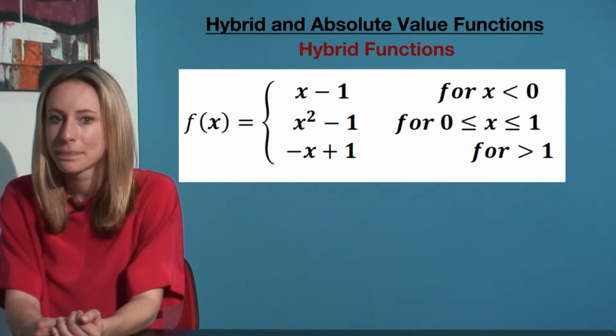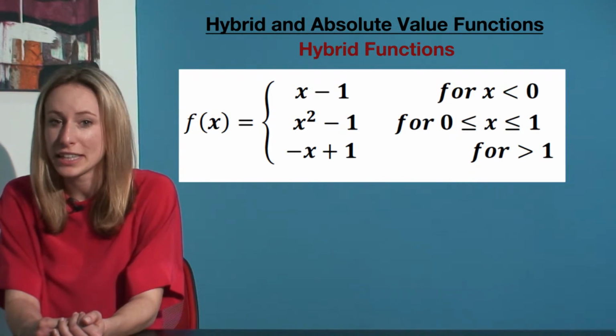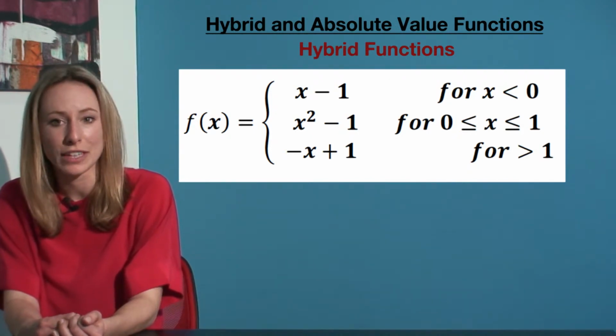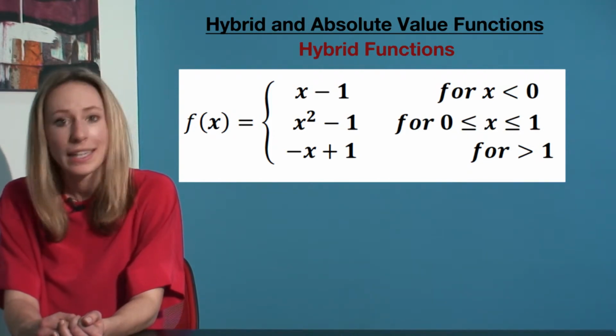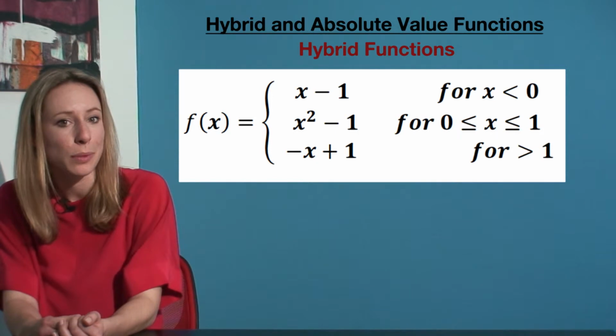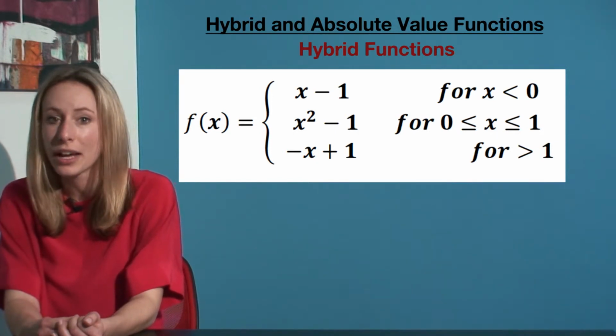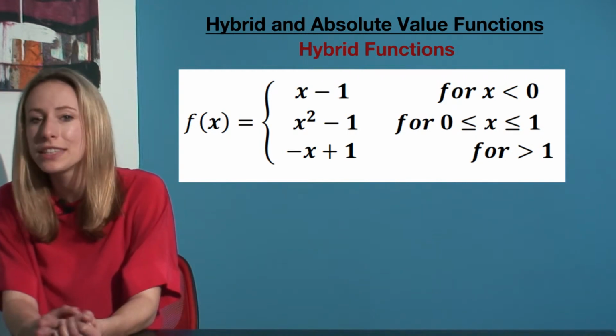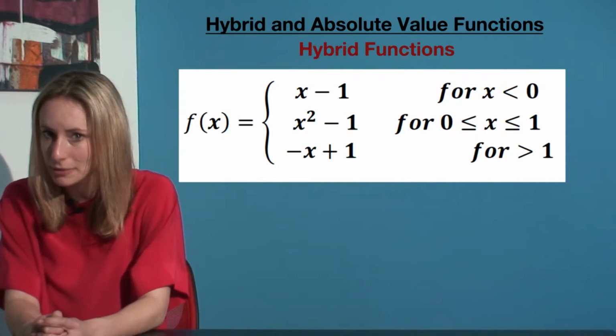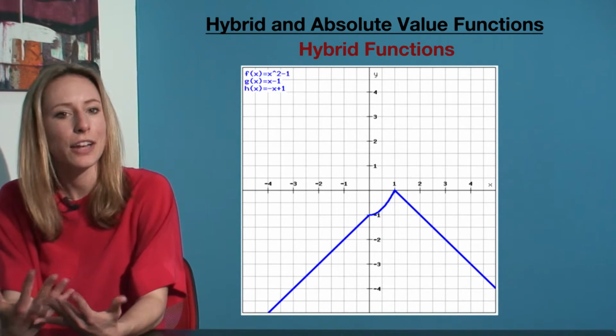between their endpoints. We know that as x goes to negative infinity, x minus 1 goes to negative infinity with a gradient of 1, and at 0, the function equals negative 1. At 0, the function x squared minus 1 equals negative 1 and goes to 0 at x equals 1. Negative x plus 1 then starts at 0 and goes to negative infinity with a gradient of negative 1. Sketch these in, and you have the following.